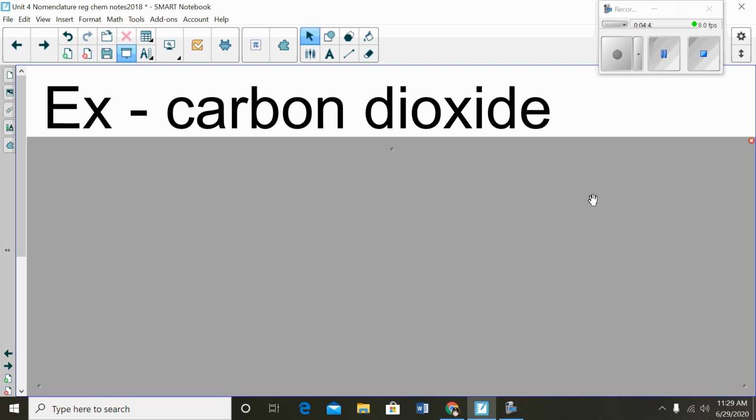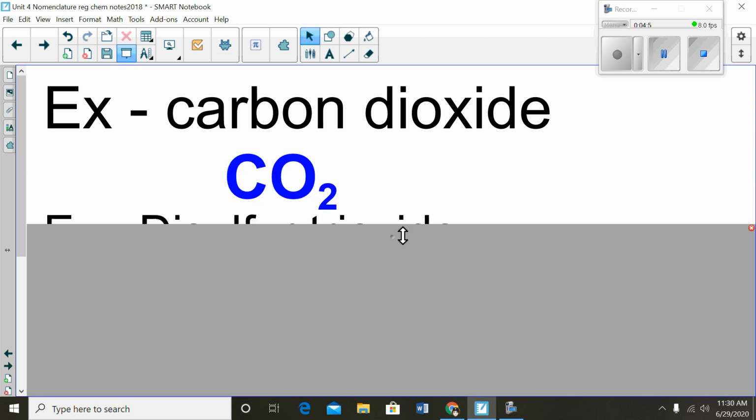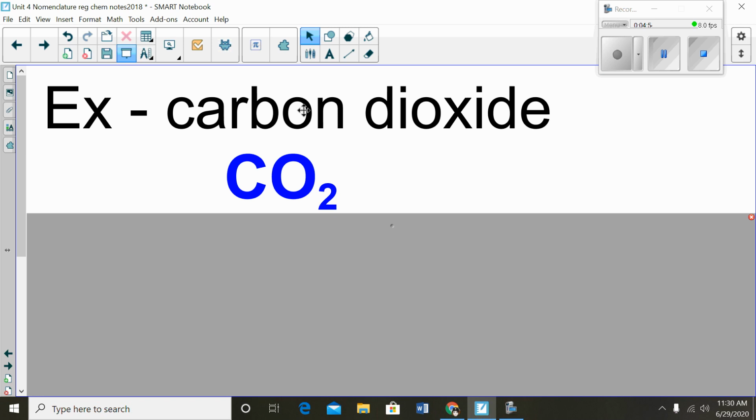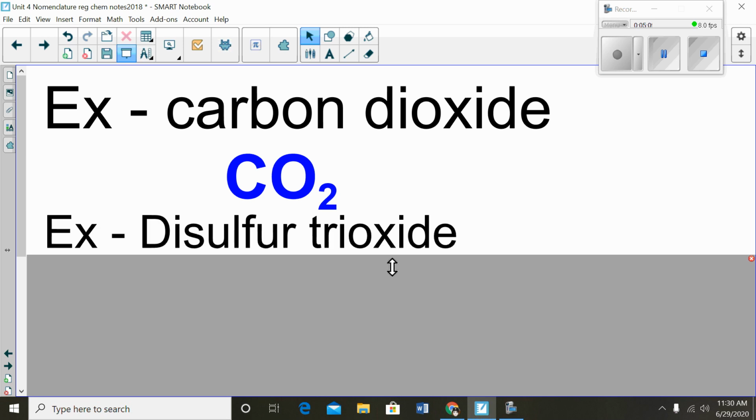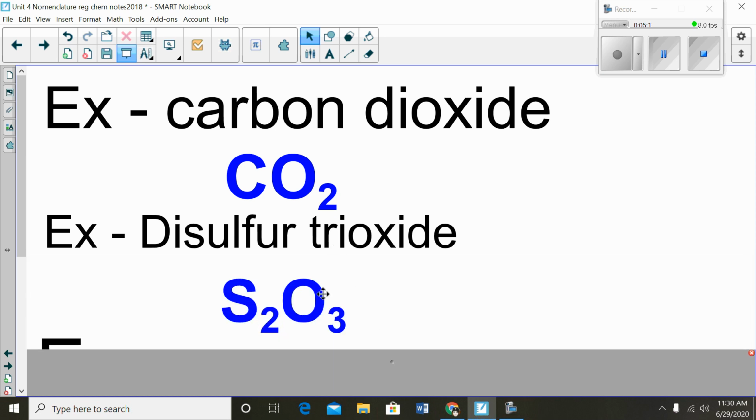All right, now the reverse, if you have the name, how do you write the formula? So carbon dioxide. I know that you've probably understood that this is CO2, but let's just check out why. Carbon, right, is just C. There's no number with it. So it's just C. Di means 2, and oxide was coming from oxygen, so it's O2, and that 2 is written as a subscript. Disulfur trioxide. So sulfur is S, and di means 2. Oxide is O, and tri means 3. So S2 for the di, O3 for the tri.